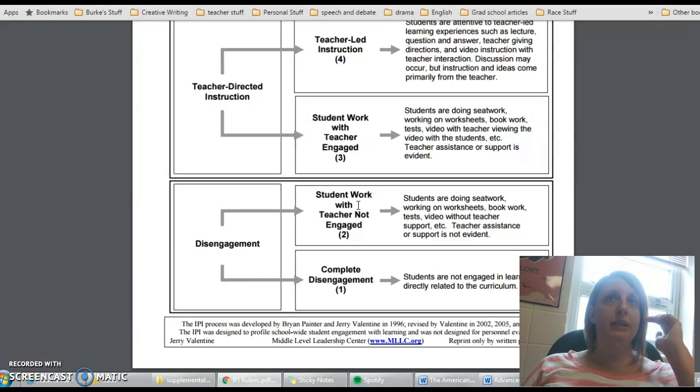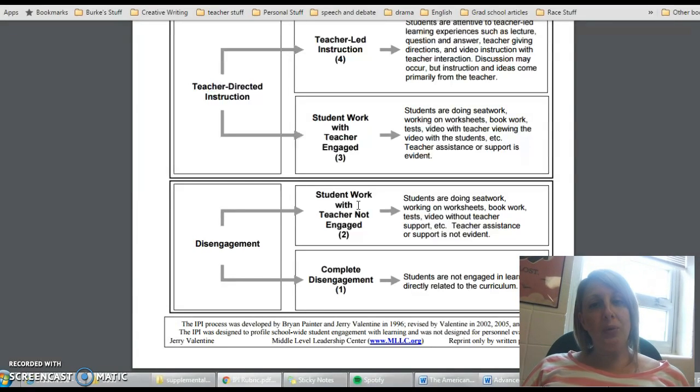What that could look like is we walk in the room and the students are working on something that you've given them. It could be a worksheet, it could be doing book work, it could be taking a test, but you aren't really doing anything. You are sitting at your desk, you're shopping at Target online, things like that.